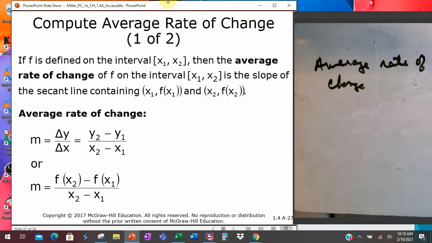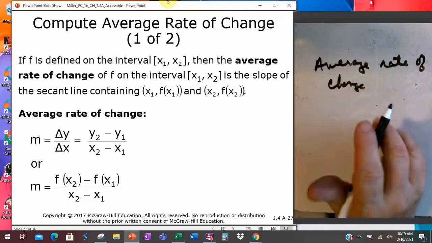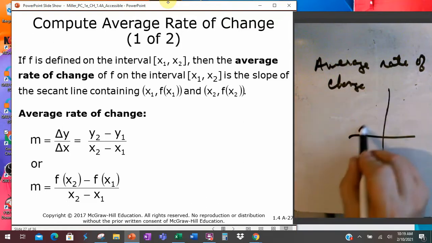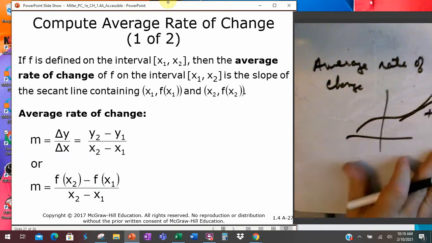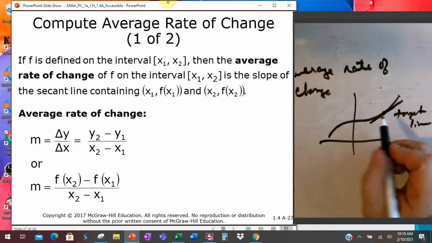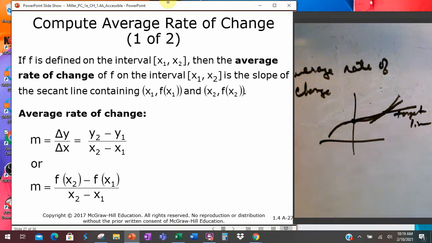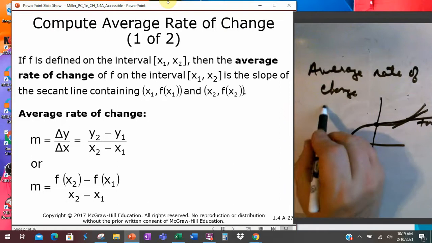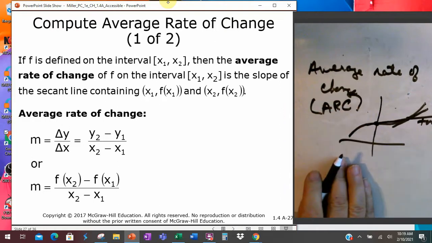And they call it the secant line, but the tangent line is just really touching. You'll talk more about that in calculus, and I might talk about it a little bit later. The difference being, here's my general curve. That would be the tangent line. I just touch it at that point. And a secant line would be that, between point 1 and point 2. So the average rate of change is a lot of times shortened to the ARC.